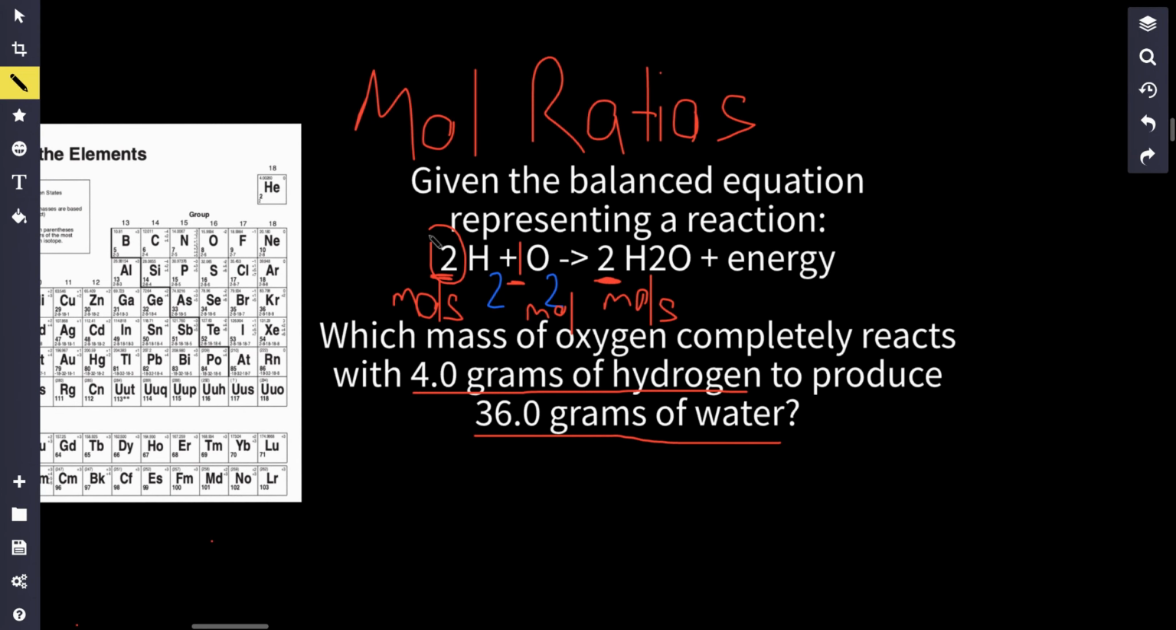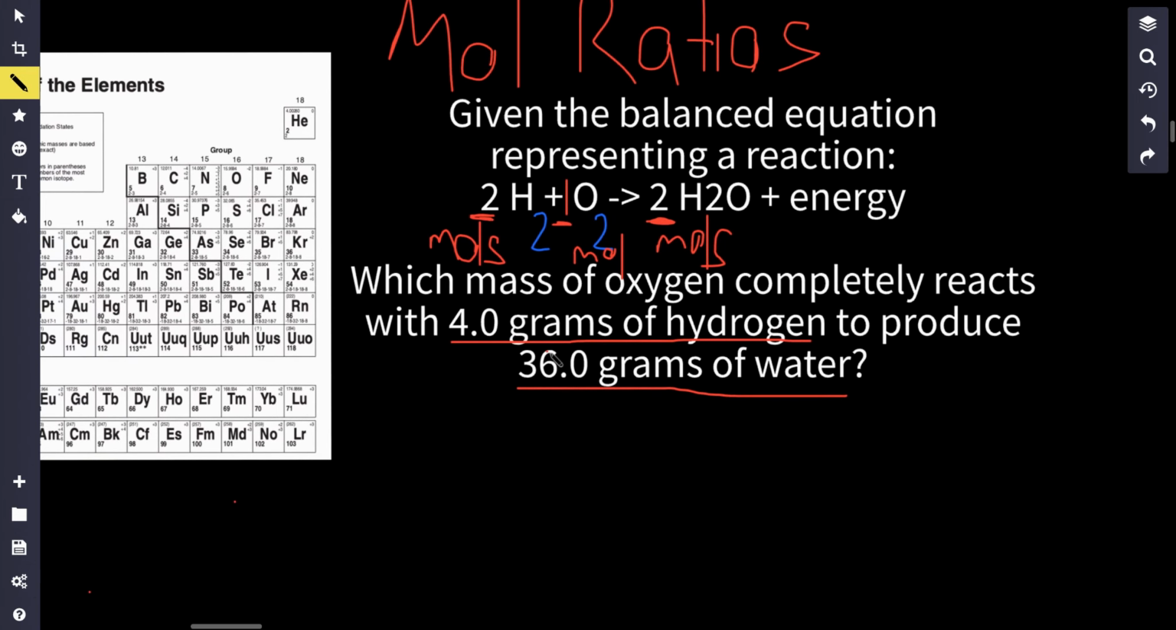In order for this reaction to work out, for every 2 moles of hydrogen gas that you have, you're going to need 1 mole of O2. If you have 4 moles of H2, then you're going to need 2 moles of O2, and that's going to yield 4 moles of H2O. We just multiplied the equation by 2. If you have 2 times the reactants, you're going to get 2 times the product, and that makes sense logically.